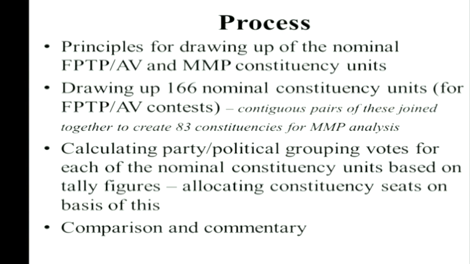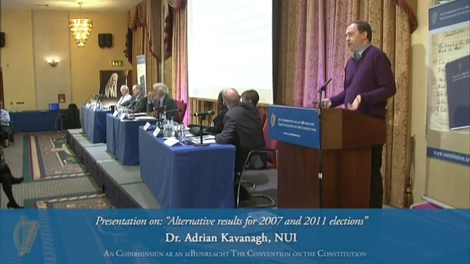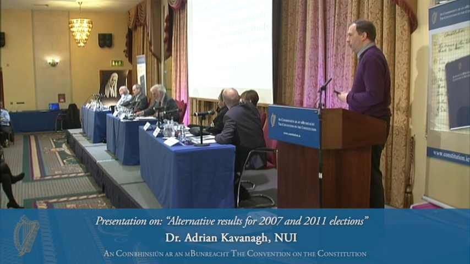So the basic process was, first of all, to run the election under first-past-the-post electoral rules, AV (alternative voting) rules, and also the list, or MMP, mixed member proportional rules. We had to create new constituency units. So part of the process involved the creation of nominal constituency units: in the case of first-past-the-post and the alternative vote systems, 166 of these, and in the case of the MMP system, half that number, 83.